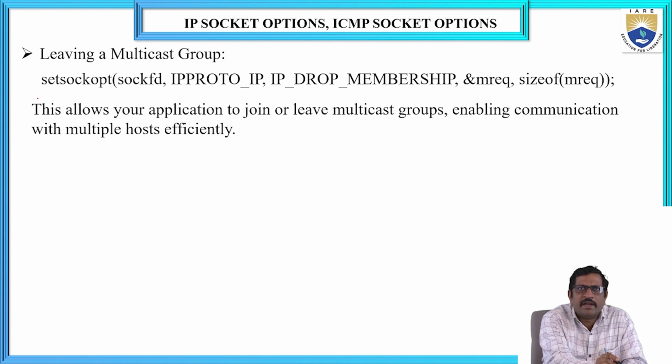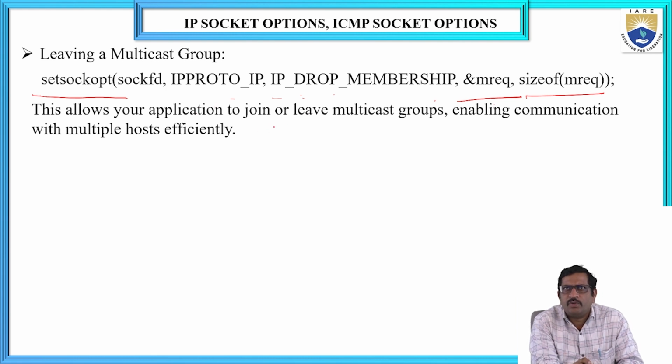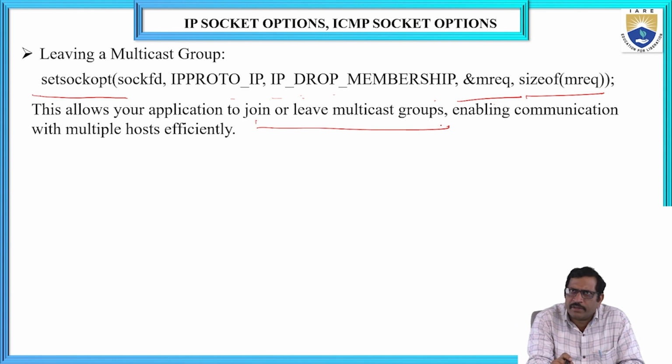For leaving the multicast group, the function is setsockopt with socket FD, IPPROTO_IP, IP_DROP_MEMBERSHIP, the multicast request and its size. So these are the functions which allow applications to join or leave the multicast group in a communication. With these, we can establish communication from multiple devices.